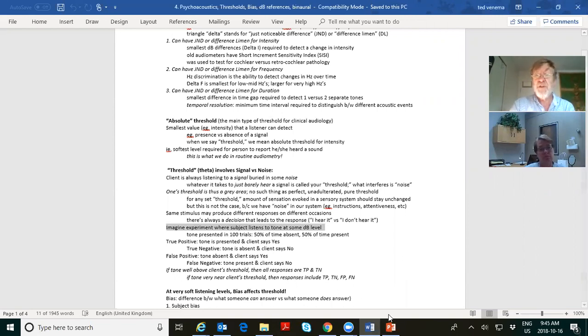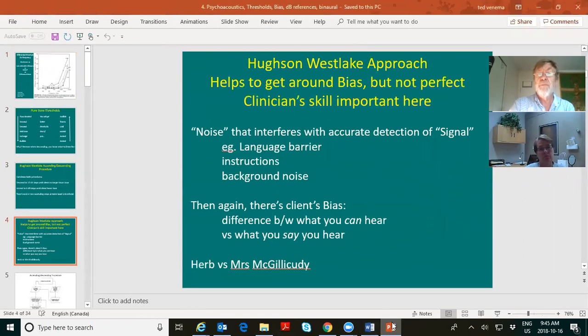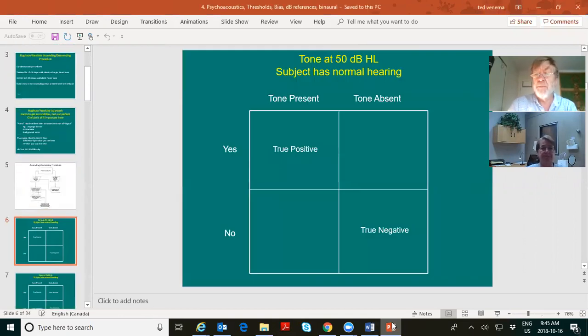So let's look at what can happen here. We'll go to our next slide. There you go. Excuse me. A tone at 50 dB. Now, don't worry about this HL yet. People like Karen who've been testing hearing know what HL is. That's dB hearing level on an audiogram. We'll get to that in a couple of weeks. Just think about a tone at 50 dB SPL, whatever. This 50 dB is clearly audible, okay? The subject has normal hearing.